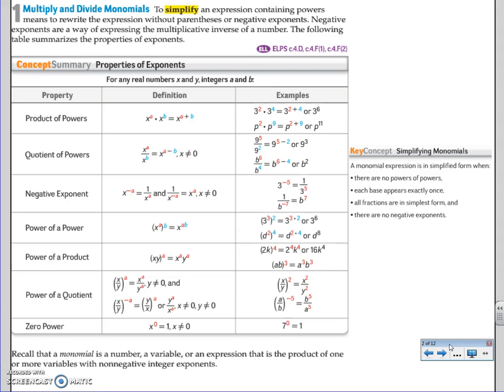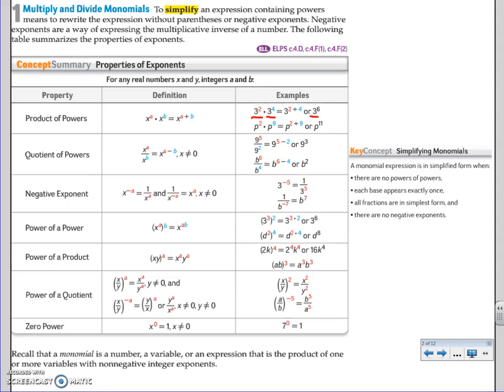But if you have two things that are being multiplied with the same base, for example, 3 squared and 3 to the 4th, the bases are 3. You just add the exponents. So 2 plus 4 is 6. So that's 3 to the 6th power. A lot of students will get this wrong. They'll say that's 9 to the 6th power, but that's wrong. The bases don't multiply, just the exponents add.